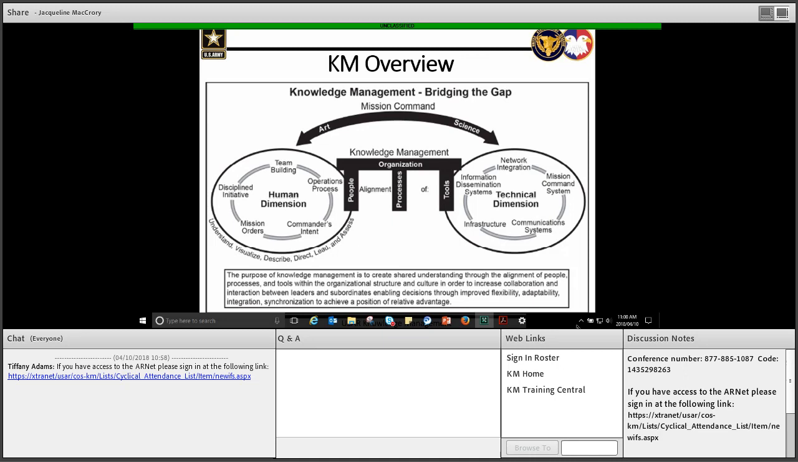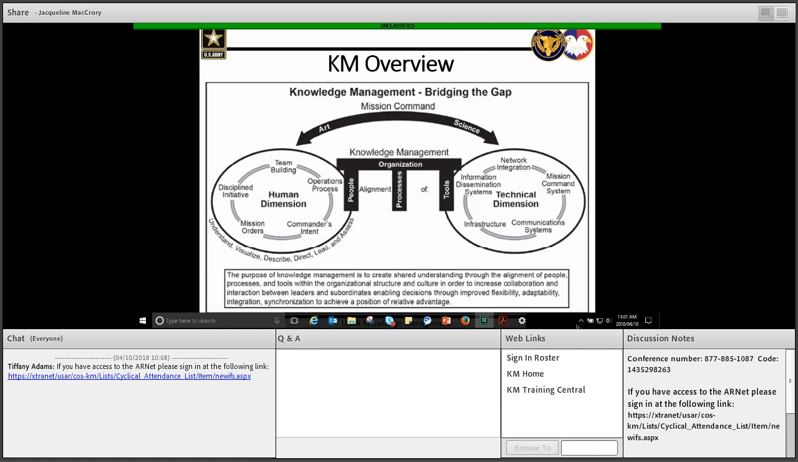This course introduces you to some key aspects of knowledge management. And we're starting with a graphic here. This graphic is right out of doctrine and it's meant to get you thinking. So what does KM do? KM is the bridge between the art and science of mission command.